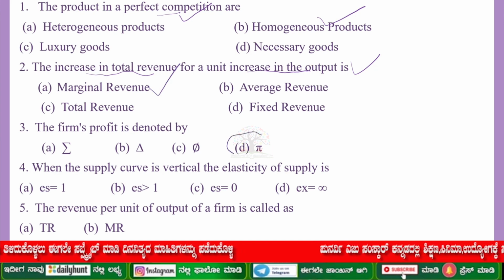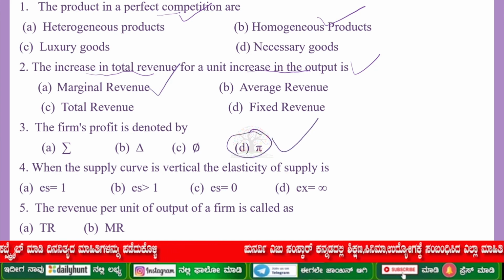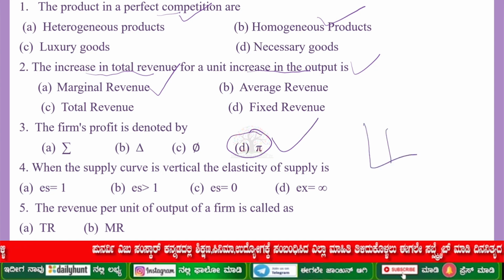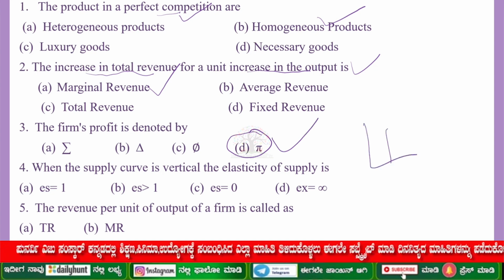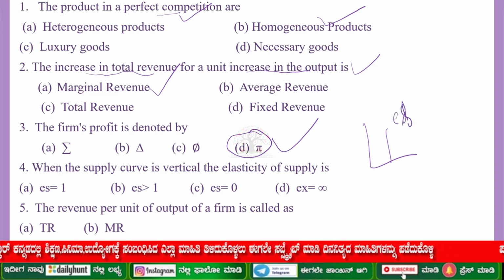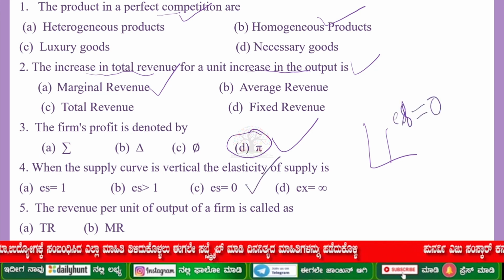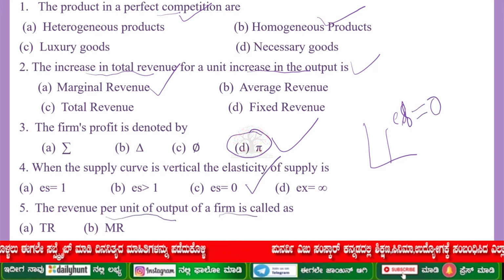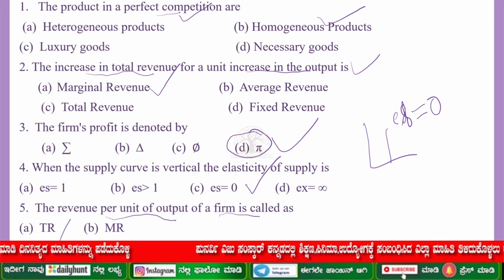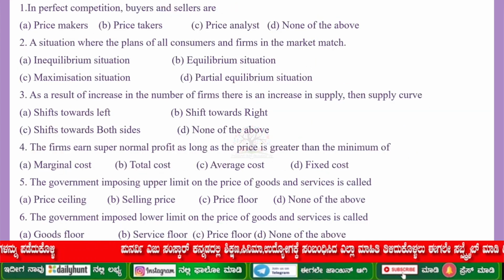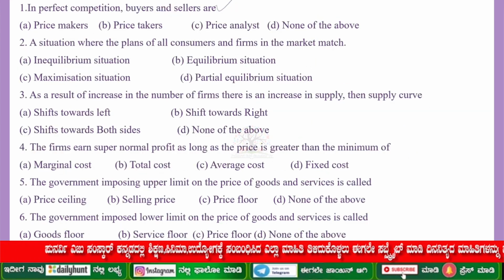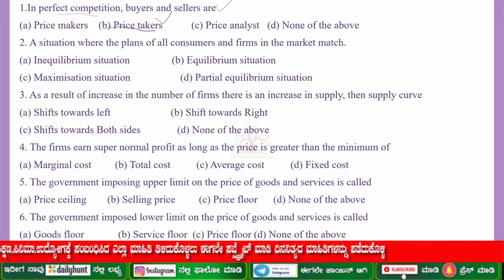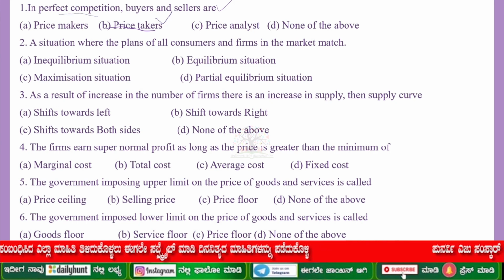Firm's profit is denoted by pi. When the supply curve is vertical, it is inelastic, so the elasticity of supply is equal to 0. Revenue per unit of output is average revenue. In perfect competition, buyers and sellers are price takers.